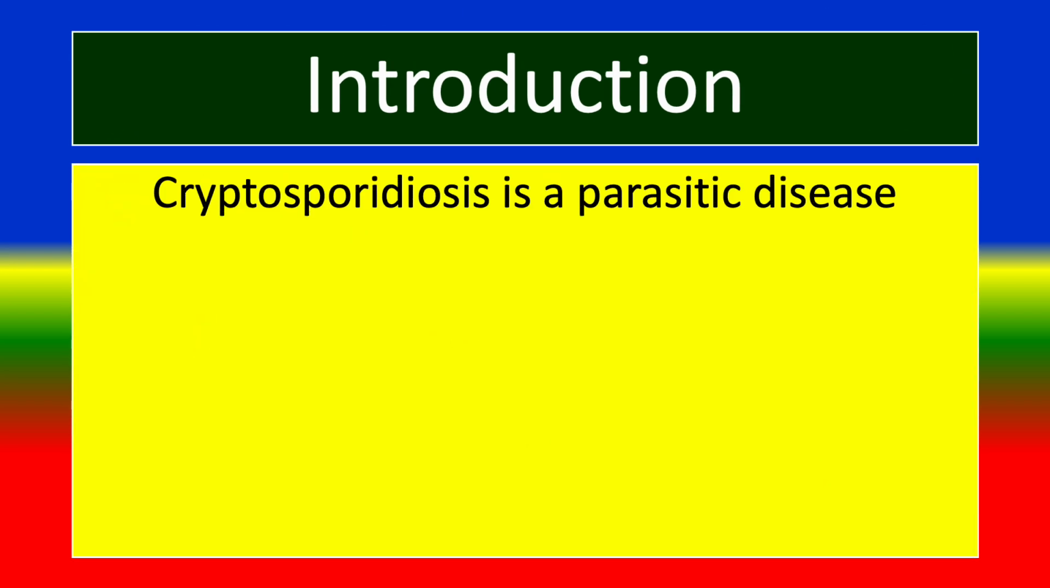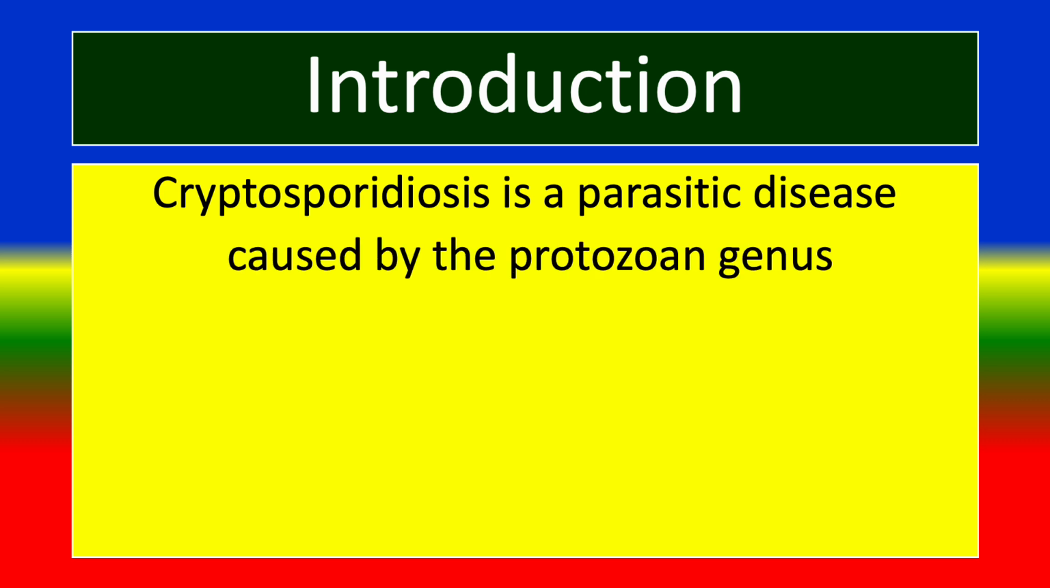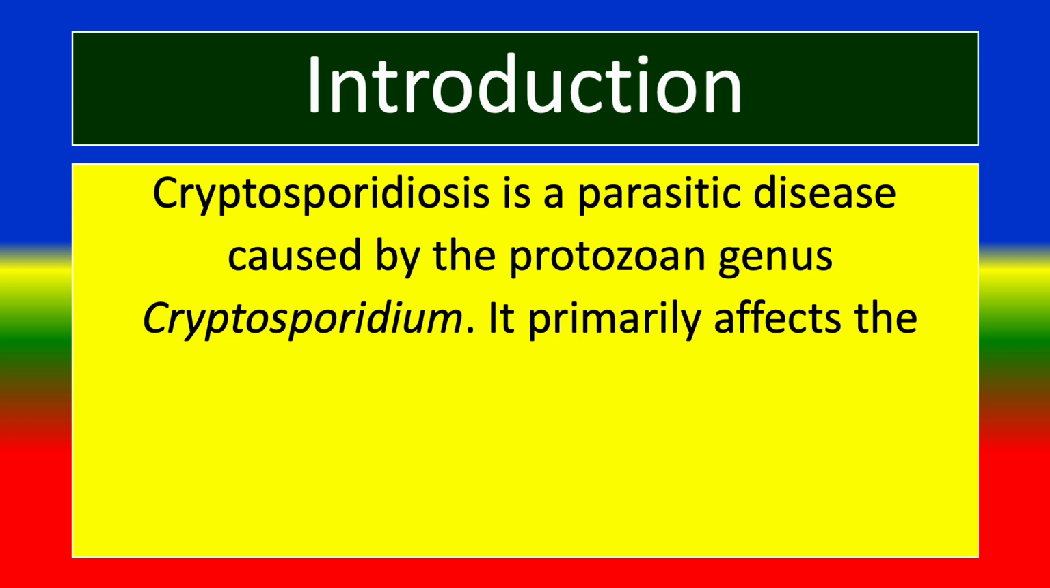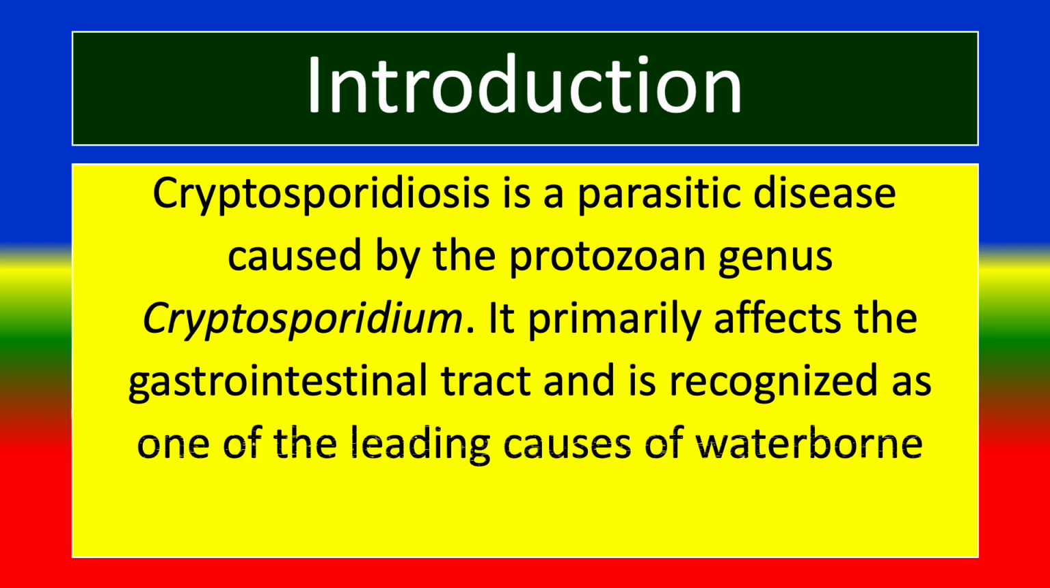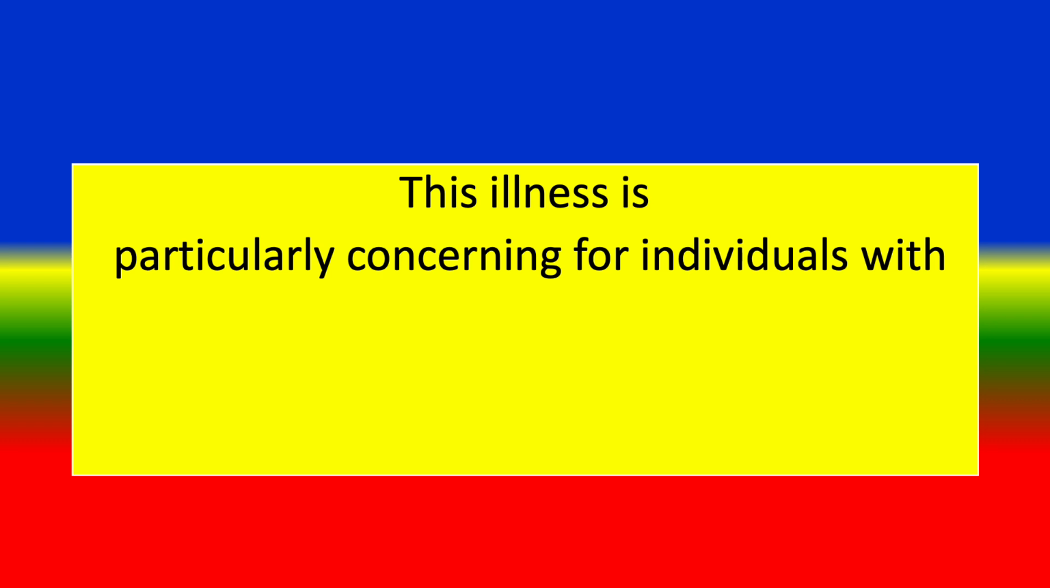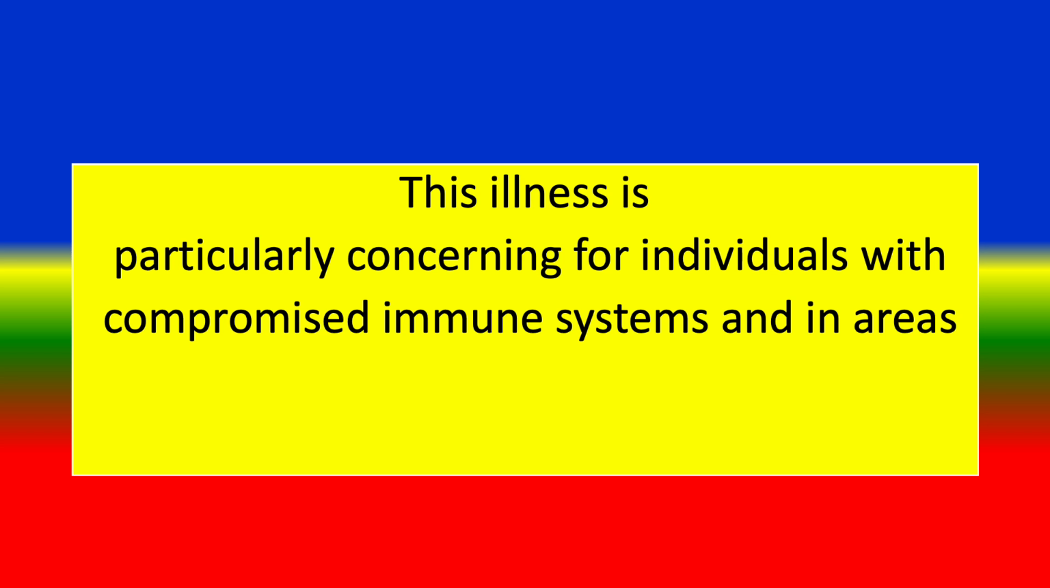Introduction. Cryptosporidiosis is a parasitic disease caused by the protozoan genus Cryptosporidium. It primarily affects the gastrointestinal tract and is recognized as one of the leading causes of waterborne diseases worldwide. This illness is particularly concerning for individuals with compromised immune systems and in areas with poor sanitation.